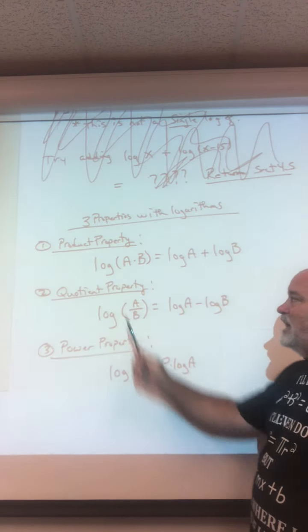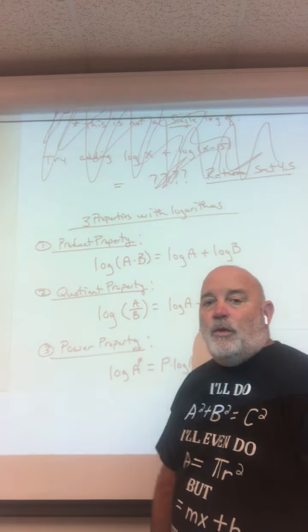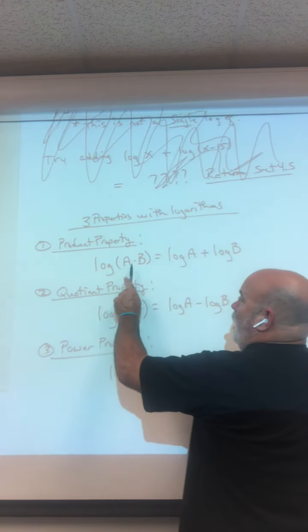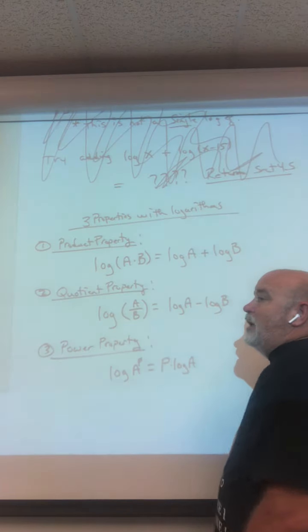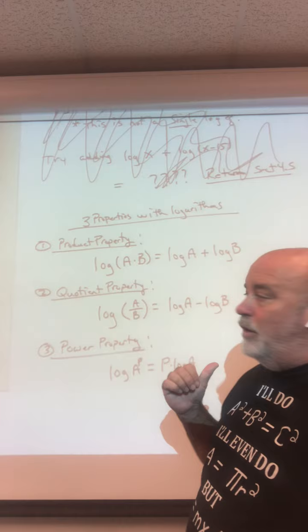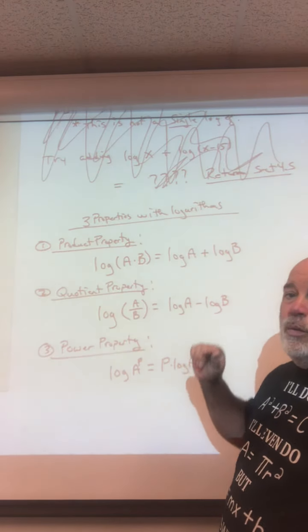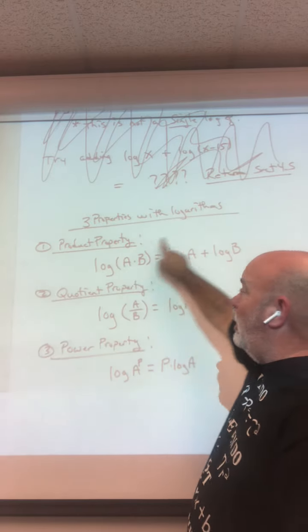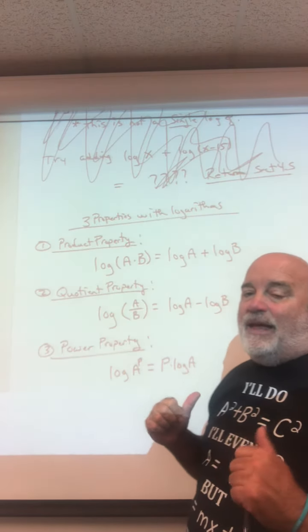All right, why is this called the product property? The word product means multiply. So the log of A times B. So if you want to expand this, and that's the word you'll hear me use, if you want me to go from one logarithm to multiple logarithms, that's expanding it.